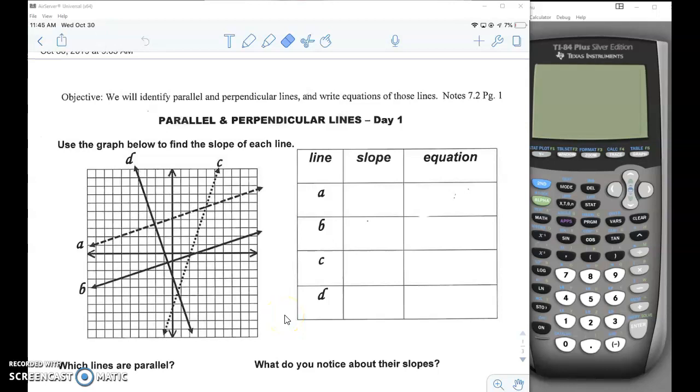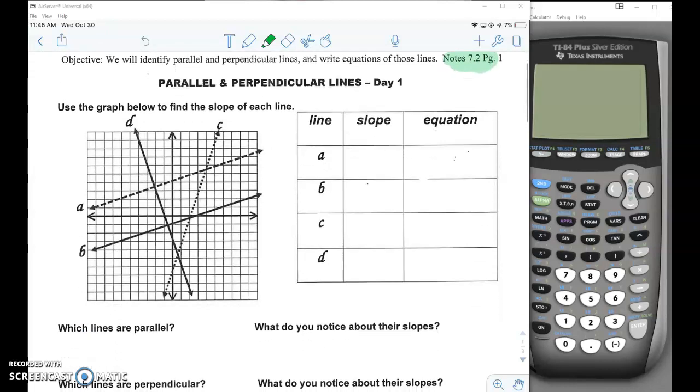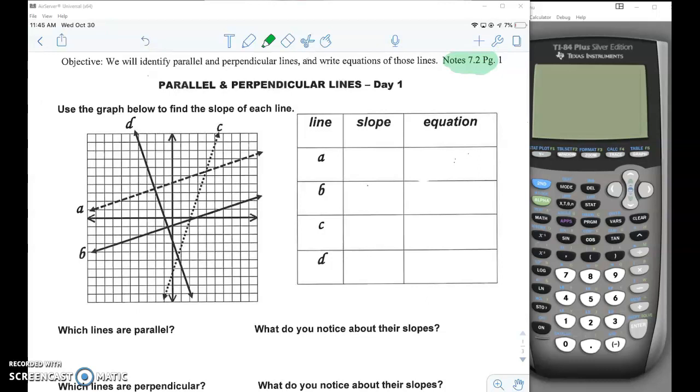This is the Algebra 1 notes for note 7-2, parallel and perpendicular lines. Use the graph below to find the slope of each line. Line A is this dotted one.